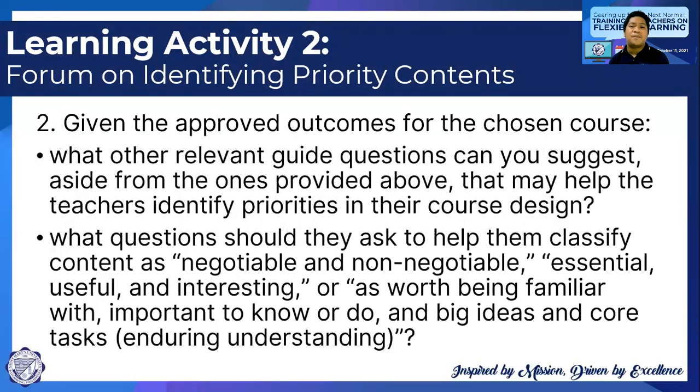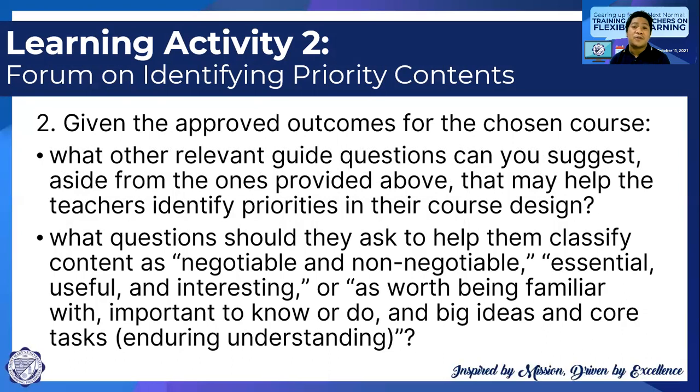Second, given the approved outcomes for the chosen course, answer the questions. What other relevant guide questions can you suggest aside from the ones provided beforehand that may help the teachers identify priorities in their course design? Next question you need to answer: what questions should they ask to help them classify content as negotiable and non-negotiable, essential, useful, and interesting, or as worth being familiar with, important to know or do, and big ideas and core tasks, or what we call enduring understanding.